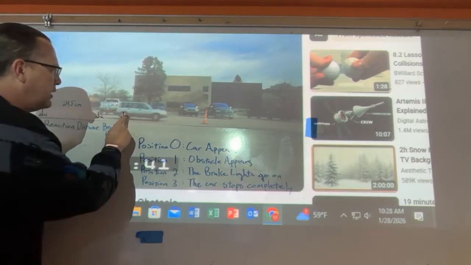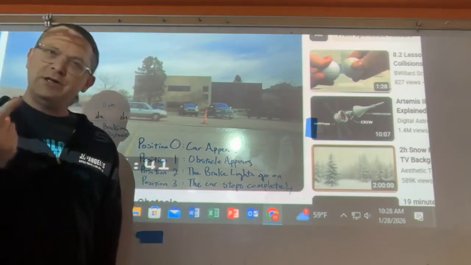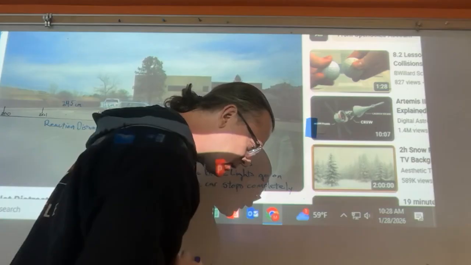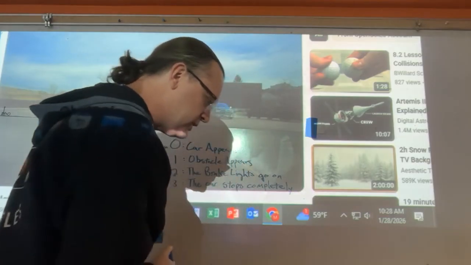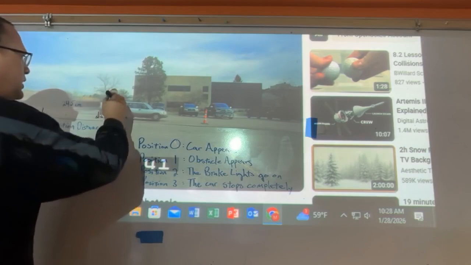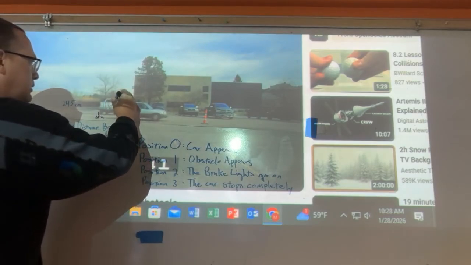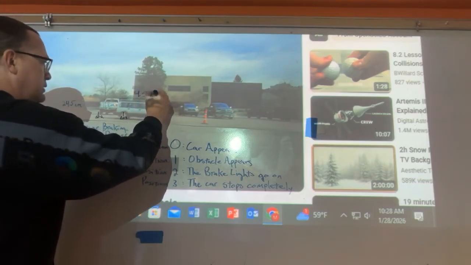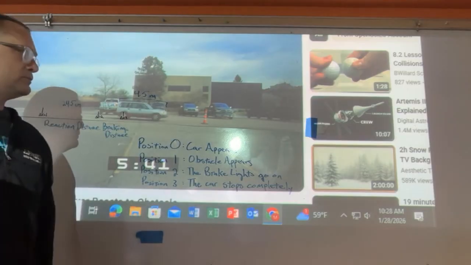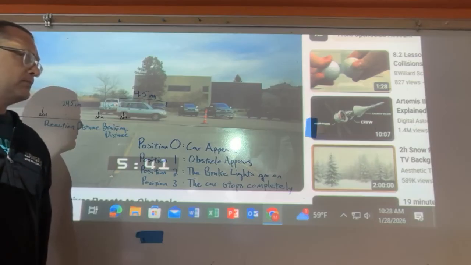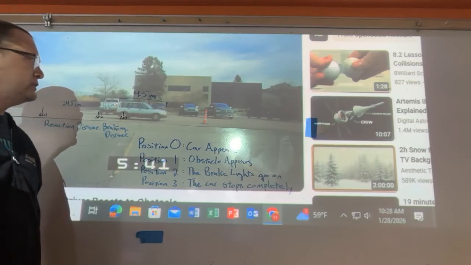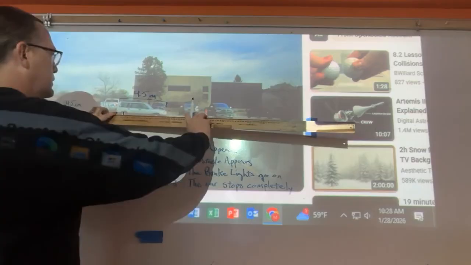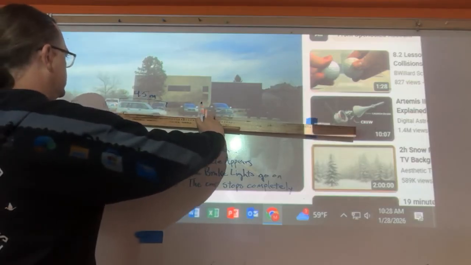What model of car is this? I looked it up. The model of car that this is is 4.5 meters long. The car is 4.5 meters. Let's see if we can use that to determine the actual real life distance.